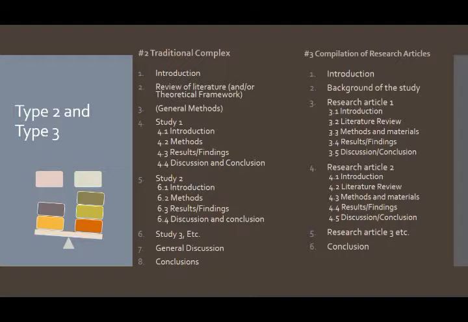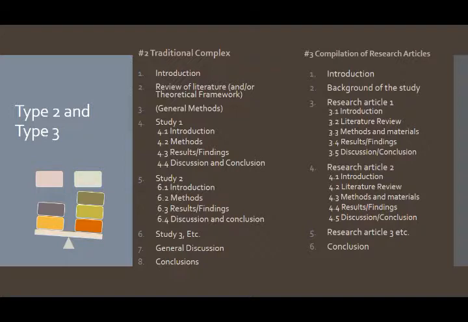Now, Type 3, a compilation of research articles, is probably influenced by the growing number of academic departments now, like economics and electrical, computer science, engineering, the biological sciences, that require students to have published articles already by the time they begin the dissertation stage. So this type, the compilation, is actually a collection of those published or still to be published articles.